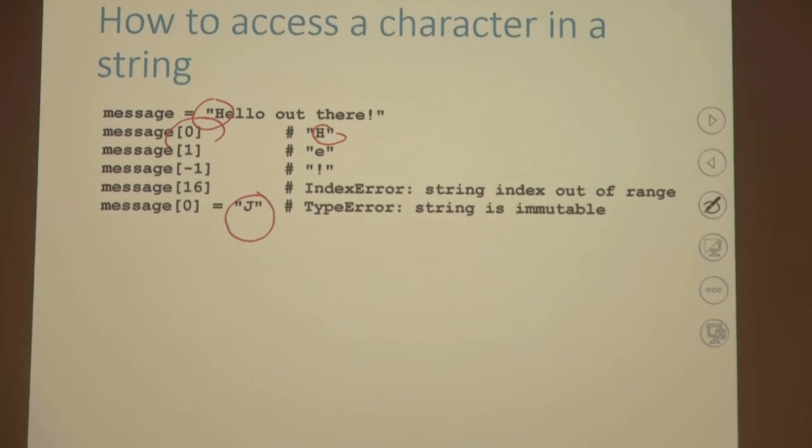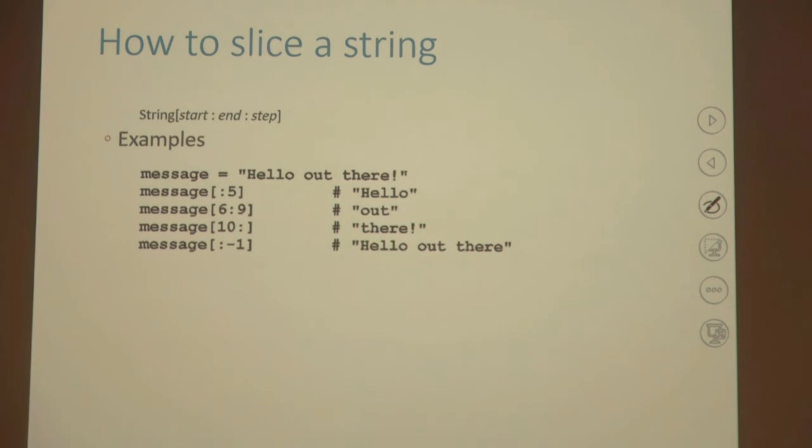Why is it a problem? Because this gives you a type error. Strings are immutable. We're trying to assign. Lists are mutable, but strings are immutable. You cannot change them. So make sure that you don't make this mistake in your code. So you have the message. The same thing with indexing. Remember, when you say 6 to 9, that goes from where?